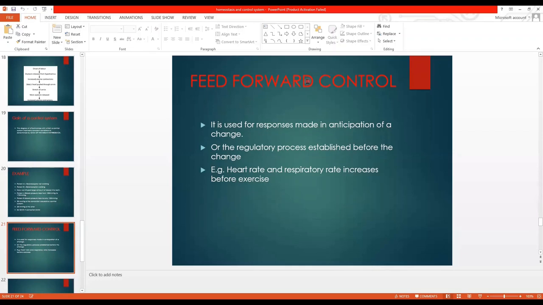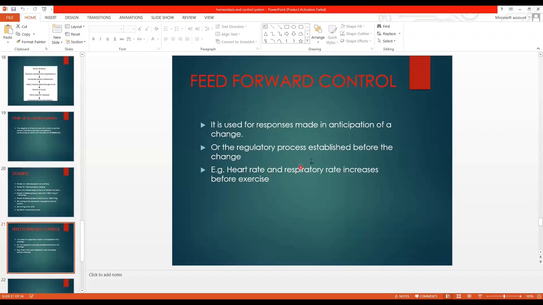What is feed forward control? It is used for responses made in anticipation of a change, or the regulatory process established before a change. For example, when you are going to perform an exercise, your heart rate and respiratory rate will increase before that in order to accommodate the load which will be on the body during the exercise. So this is a protective phenomenon. Before a change, your body will sense it and it will respond according to the change. So this is feed forward control.